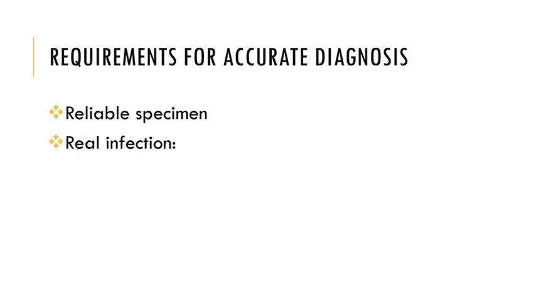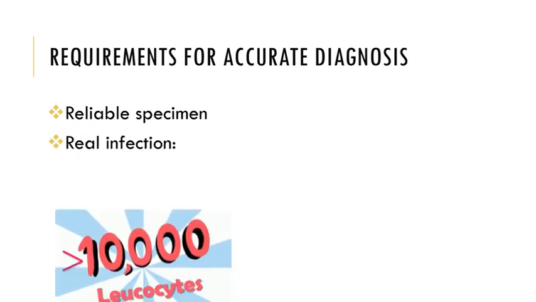Alright, so you've sent away your urine MCNS. How are you going to interpret the results? You need to be able to look at this and decide, is this an accurate diagnosis? The first thing first, make sure you sent away a reliable specimen. After that, you need to look at the specific values of your result.